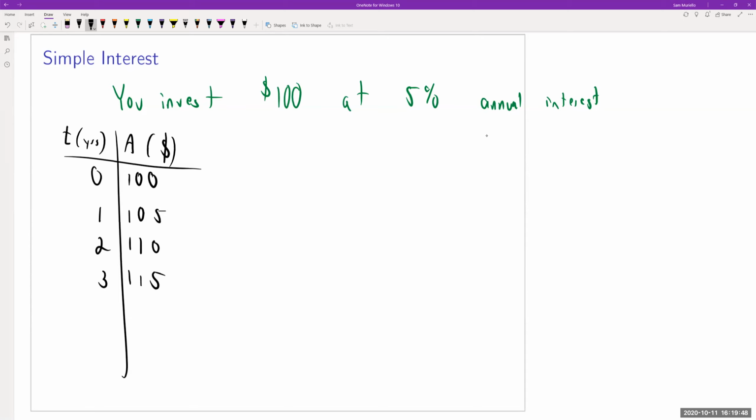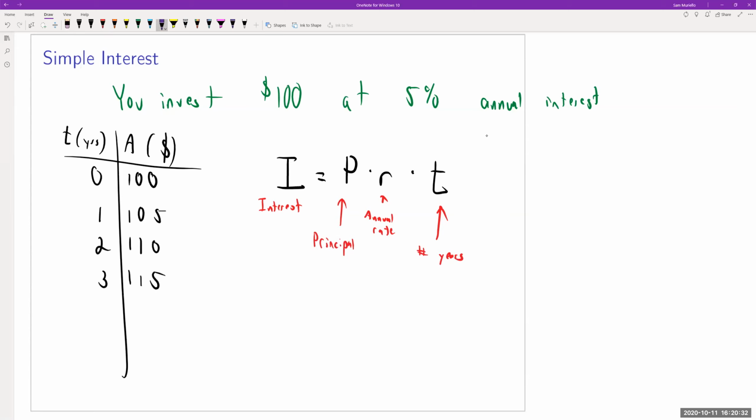5% of 100 is $5. So at the end of each year, you'll get an additional $5. This is the idea of simple interest. And the formula is that the amount of interest is equal to the initial amount of money, called the principal, multiplied by the interest rate, multiplied by the time. So the interest is equal to the principal, or initial amount of money, multiplied by the annual rate, multiplied by the number of years.